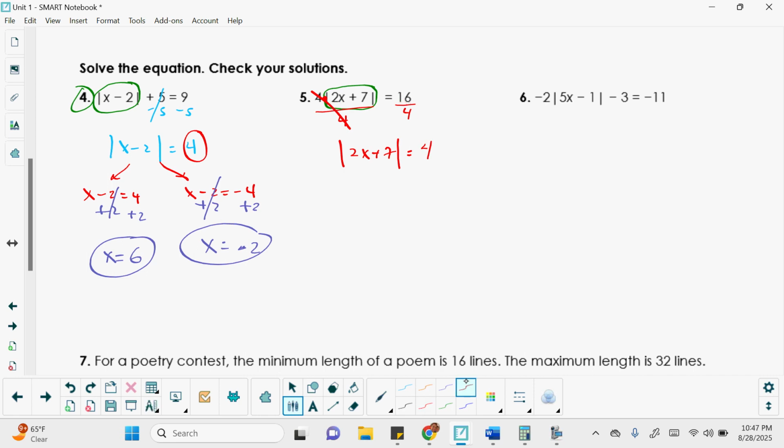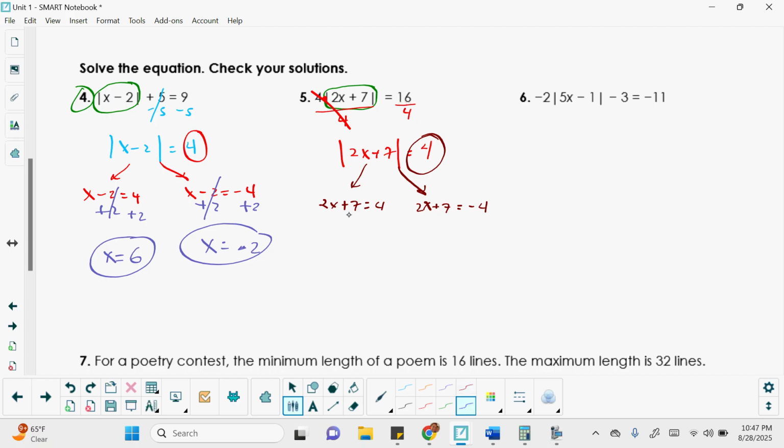All right. Oh, look at that. 4 is our distance. What two numbers are 4 away from 0? So we're going to set this equal to 2x plus 7 equals 4, and 2x plus 7 equals negative 4. Remember, 4 and negative 4 are 4 distances away on a number line from 0. That's why it's always 4 and negative 4, 3 and negative 3, whatever the number is.